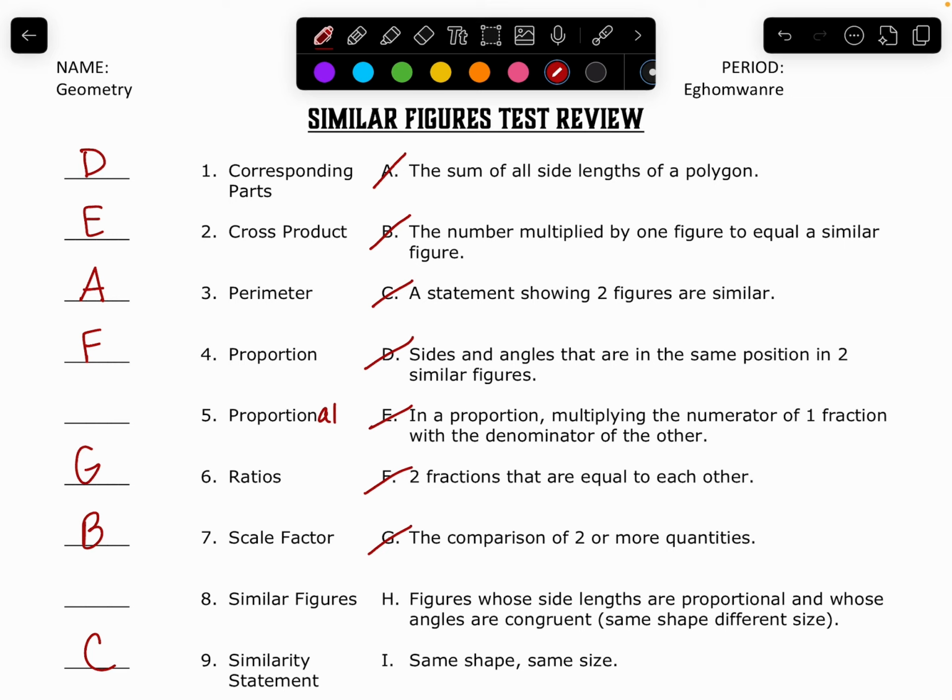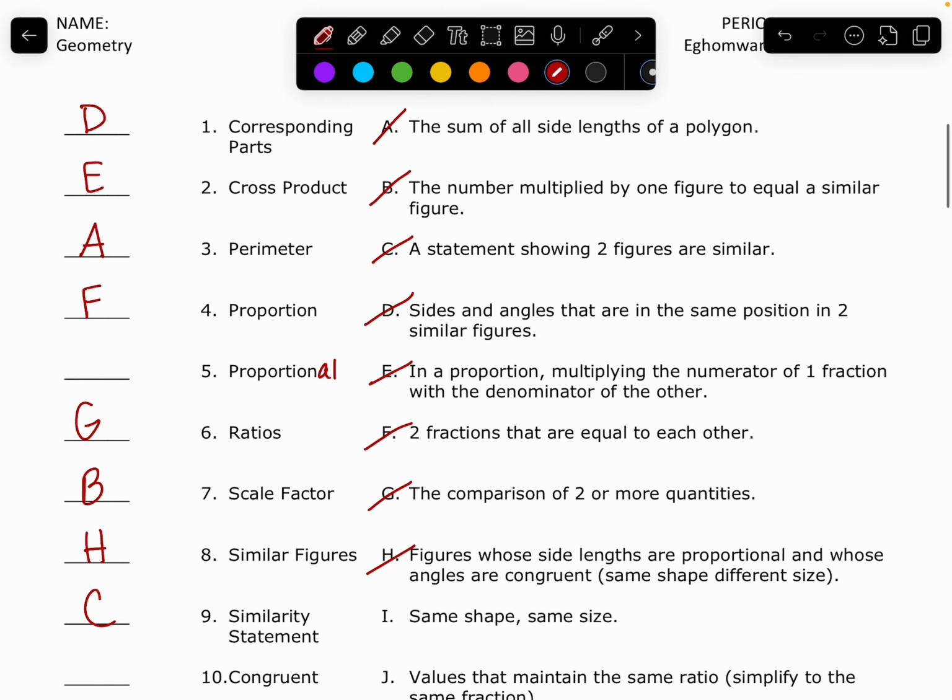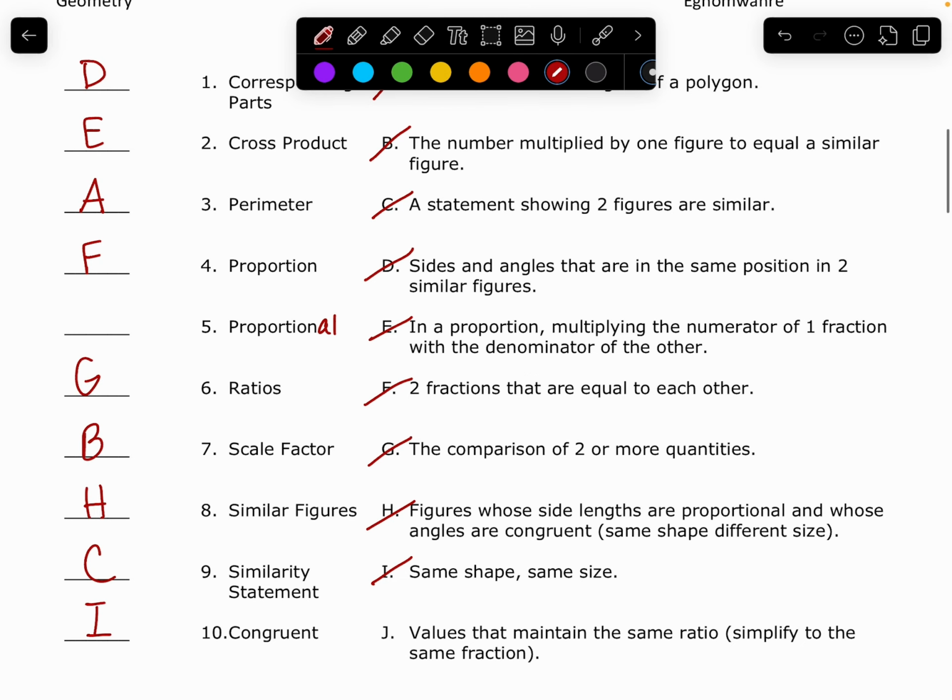Figures whose side lengths are proportional and whose angles are congruent, same shape, different size, would be similar. Same shape, same size would be congruent. Values that maintain the same ratio, simplified to the same fraction, would be proportional.